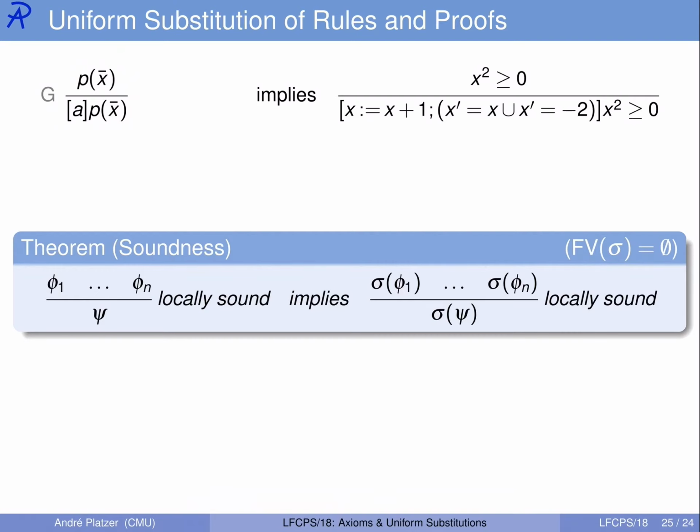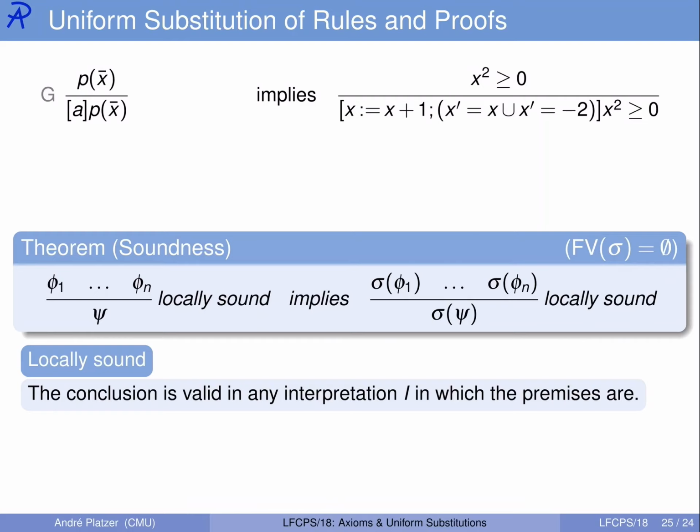And that is justified by the following soundness theorem: if we have an inference out of premises phi1 through phi n, n could be 0, then the conclusion psi follows. And if this is locally sound, then having run a uniform substitution, the same one over all the premises and the conclusion, is also locally sound if the substitution has no free variables. So it's not trying to sneak anything in. And the local soundness here is a slightly stronger formulation of soundness, the one that says that the conclusion is valid in any interpretation I in which all of the premises are valid. So if the premises are all valid in interpretation I, then so is the conclusion.